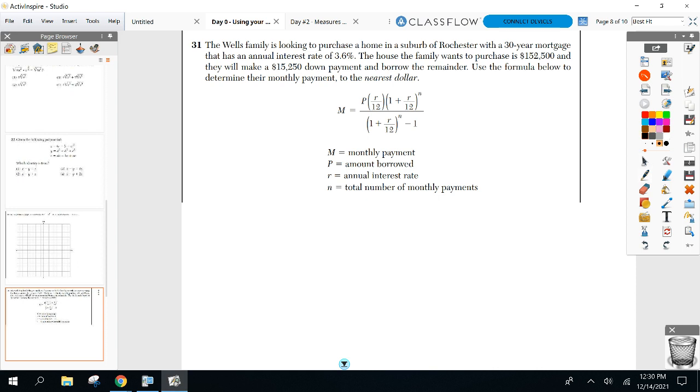I know some of your eyes light up and you see, oh, the house cost $152,500. I'll plug that in for P. Keep reading. That's not the amount I'm going to borrow, is it? No. Why not? It makes a $15,000 down payment. Do we know what down payment? Yes.